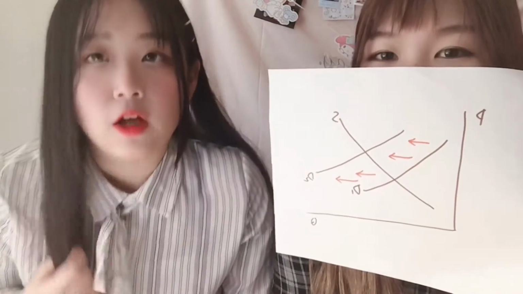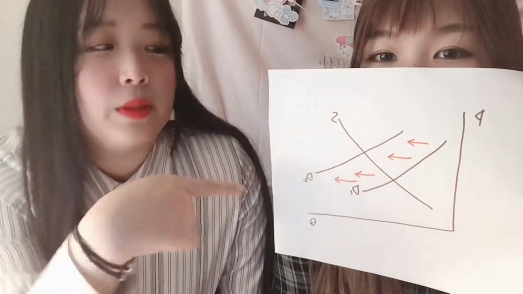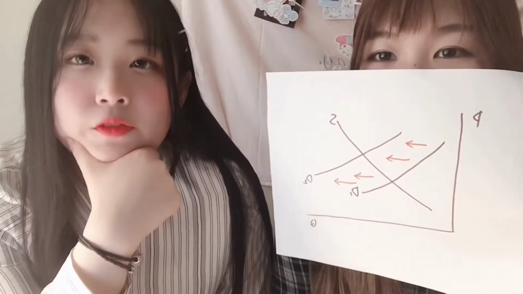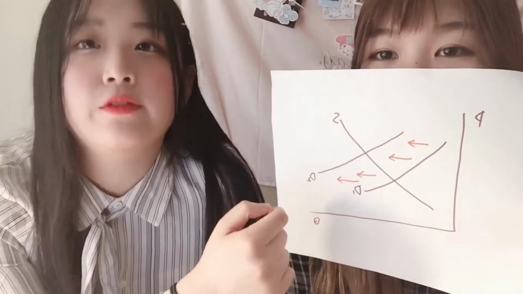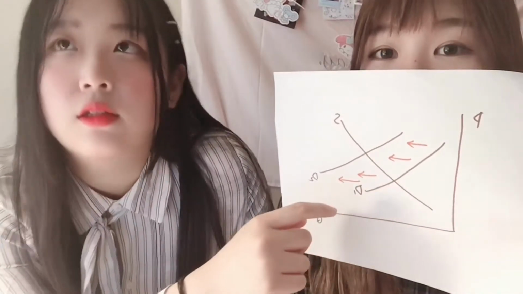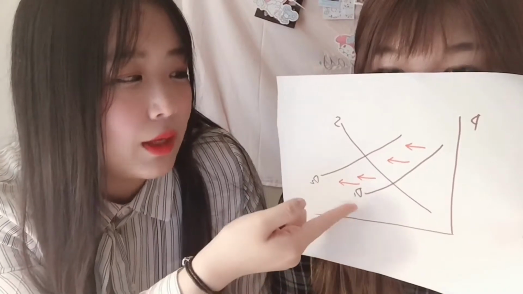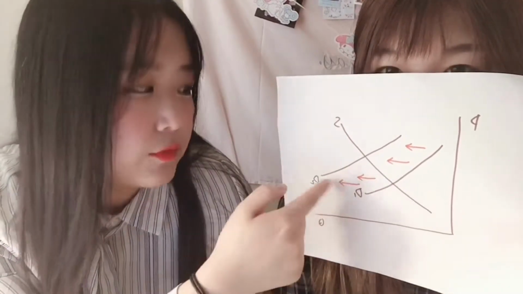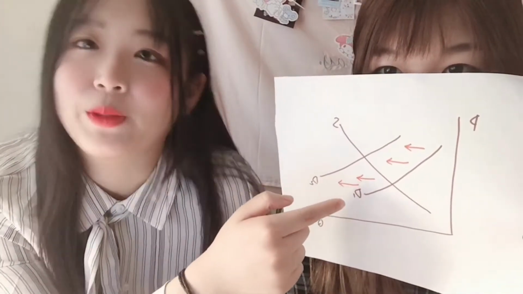If the price of coffee goes up, people will turn to buy more tea than coffee, so the demand curve of tea will shift out. This is the demand curve of tea. Demand 1 is the original demand of tea, and it shifts out. So there is a new equilibrium here.